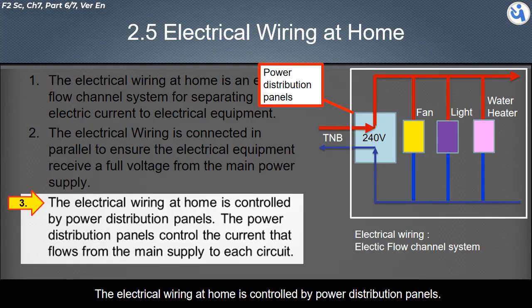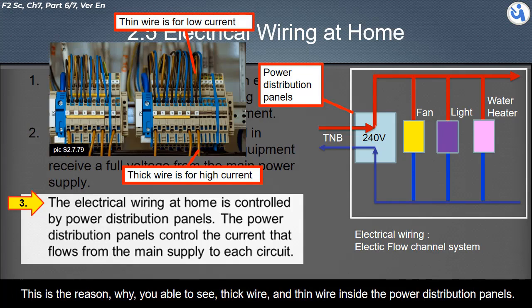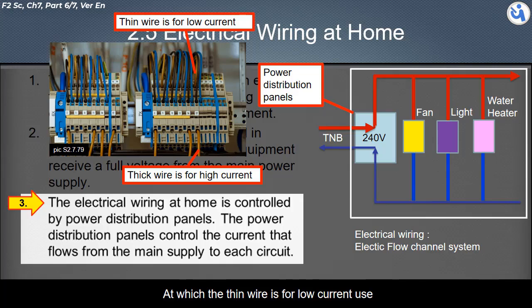The electrical wiring at home is controlled by power distribution panels. The power distribution panels control the current that flows from the main supply to each of the circuits. This is the reason why you are able to see thick wire and thin wire inside the power distribution panels, where the thin wire is for low current use, and the thick wire is for high current use.